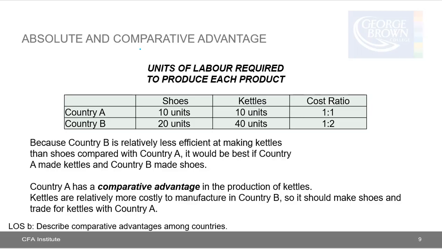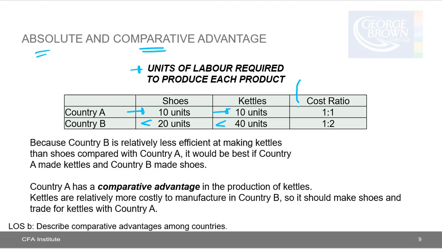This slide now we're going to look at the comparative advantage. So recall the previous slide, we're looking at absolute advantage, and country A had absolute advantage for producing both shoes and kettles because the number of units of labor required to produce each product was less. So in country A, 10 units of labor to produce shoes is less than 20 units of labor in country B. To produce kettles, 10 units of labor is less than 40 units of labor required in country B to make the kettles. Okay, so for both shoes and kettles, country A had the absolute advantage.